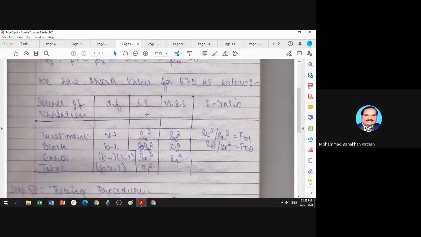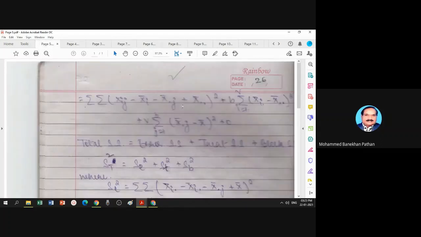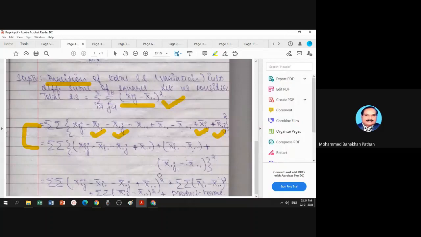We write double summation of square of first bracket plus b. Now you can see in this bracket only i changes. So j is fixed. So j starts from 1 and goes up to b. That's why I write b here.